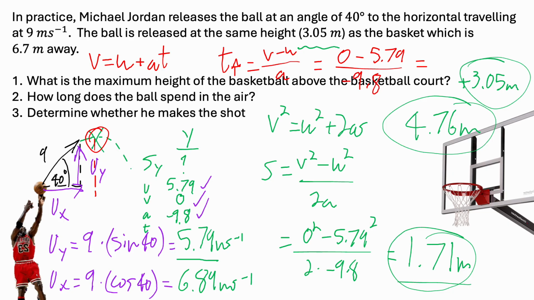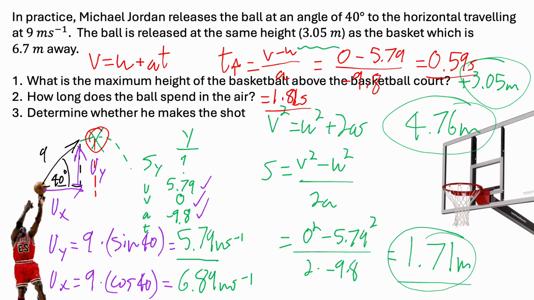Therefore, 5.79 divided by 9.8, in going up, the ball spends 0.59 seconds just going up. Multiply that by 2 and we get our total time in the air, the answer to number 2, which is 1.18 seconds, or 1.82 to two decimal places.